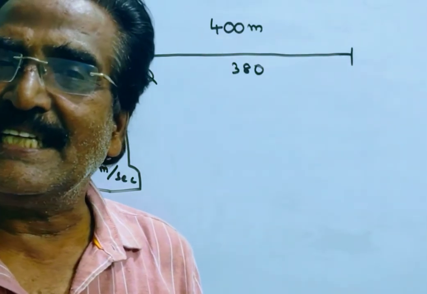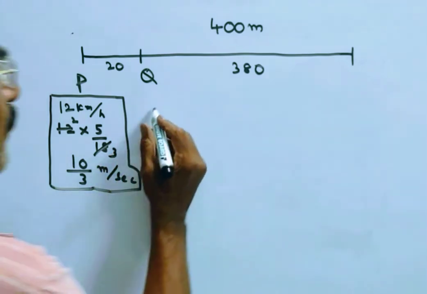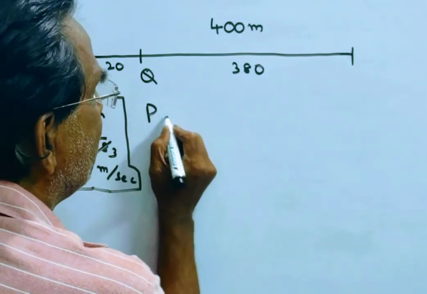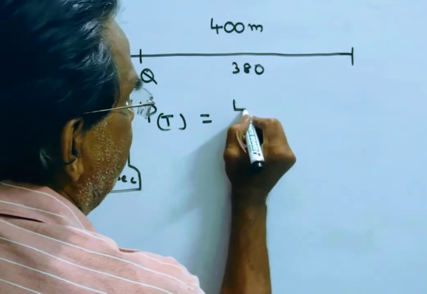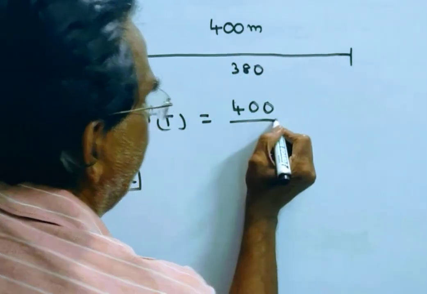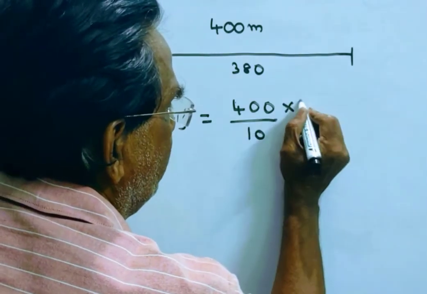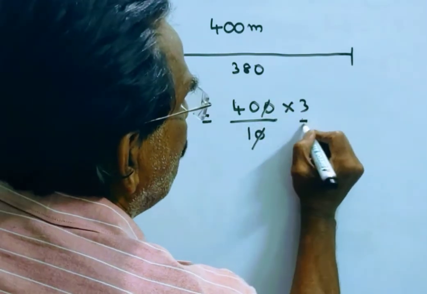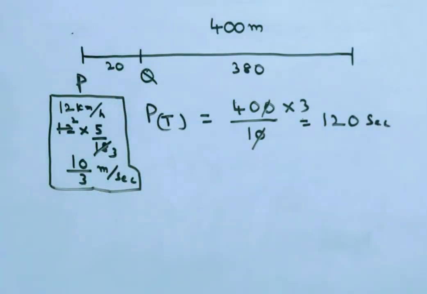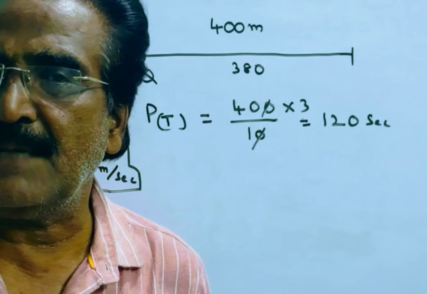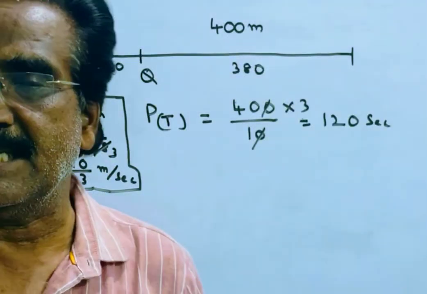Friends, first let us see the time taken by P to run the race. So, the time taken by P to complete the race is equal to distance, 400 meters, divided by speed 10 by 3. 10 by 3 comes to the numerator. So, 120 seconds. Friends, the time taken by P to complete the race is equal to 120 seconds.